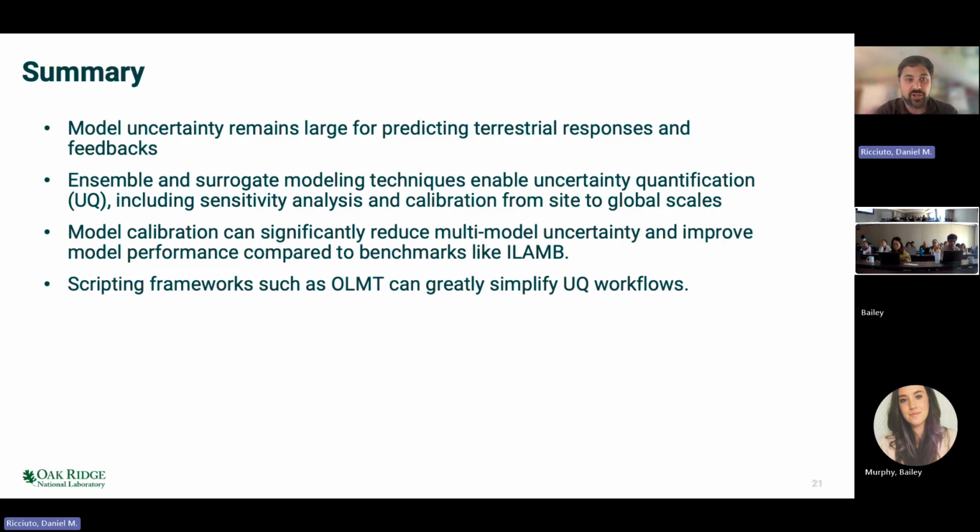And we can improve model performance compared to benchmarks like those in ILAM, which I think you heard about yesterday. And I hope that scripting frameworks like OLMT can greatly simplify these workflows. So if you have data, you have a site you want to compare, or even multiple sites, it's easy to bring that in and to run these sorts of exercises and improve the model.